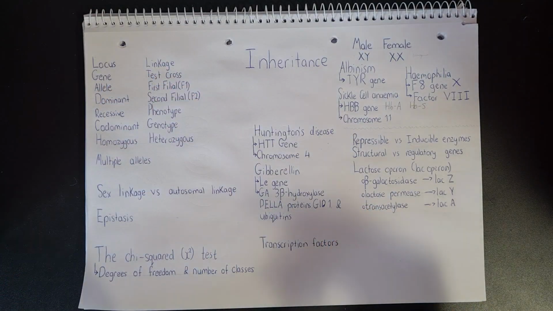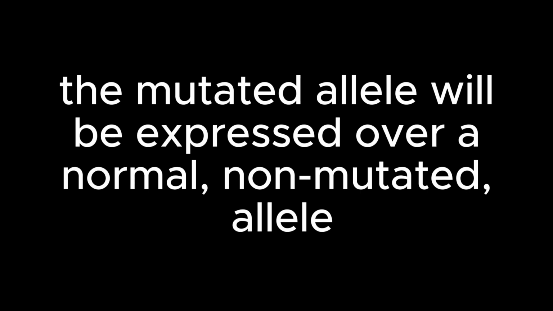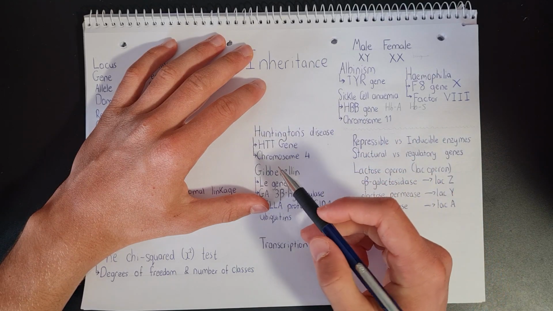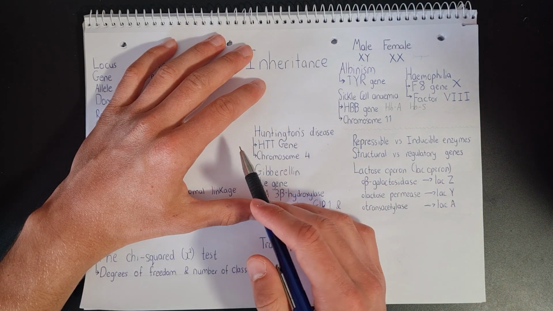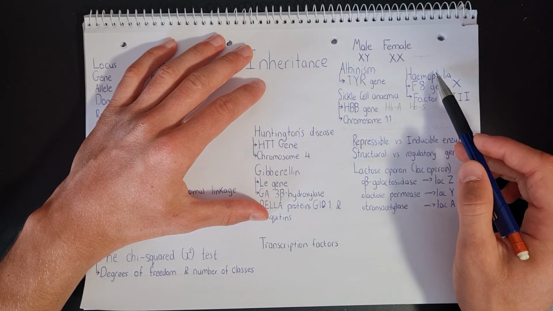Now, Huntington's disease, as we discussed, is a dominant mutation. So there isn't going to be another gene that is going to mask the effect of it, as we had in albinism, sickle cell anemia, and haemophilia.